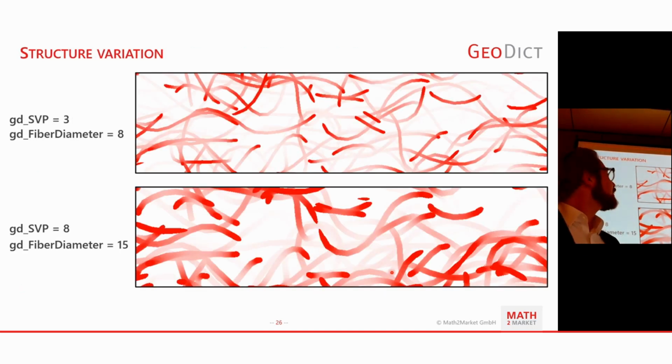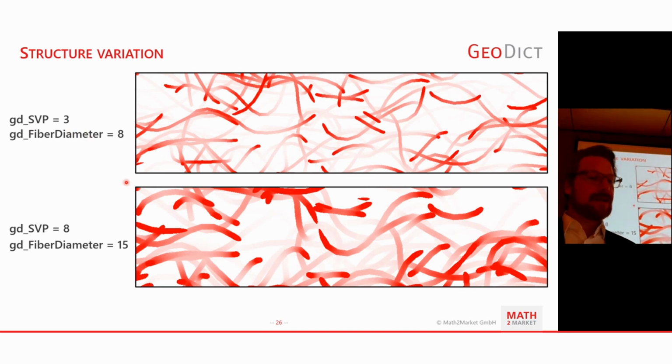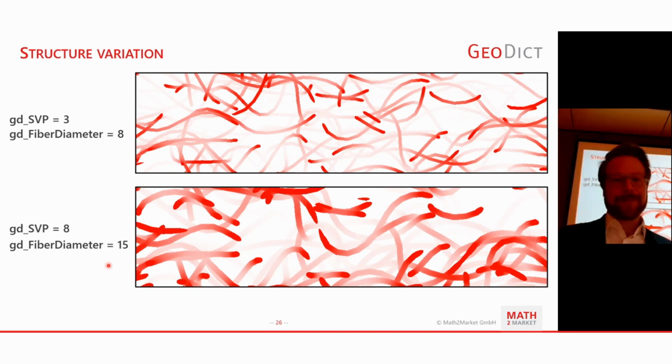So now, just to show a synthetic example of structure variation, I have a macro, and I've introduced two variables, one for the solid volume percentage in %, and one for the fiber diameter in microns. And I'm just showing two different instances that could happen if this range of values was within the specified range. So here we have a 3% solid volume percentage and a fiber diameter of 8 microns. And here we have an 8% solid volume percentage and a fiber diameter of 15 microns. So just as an example.